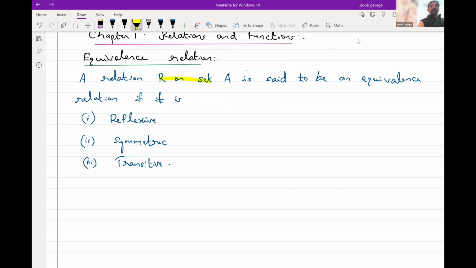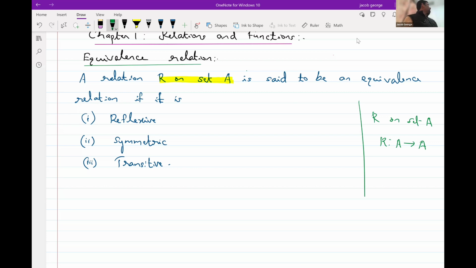This is very important. R on set A. Already you have written it in the introductory part. What is that? R is from A to A. There are no 2 different sets. Both the sets will be the same. R is from A to A.